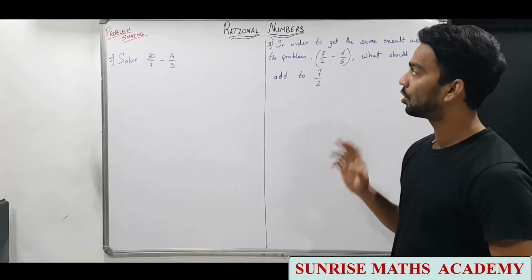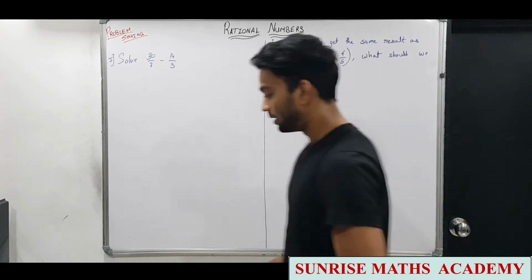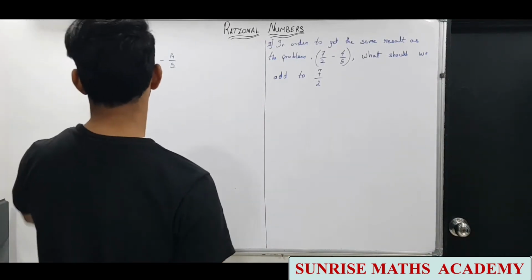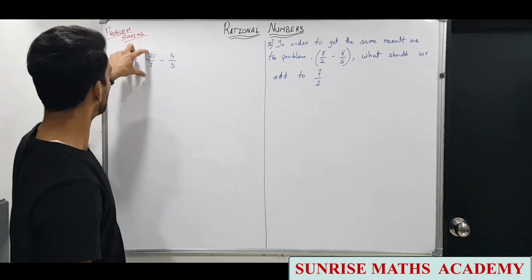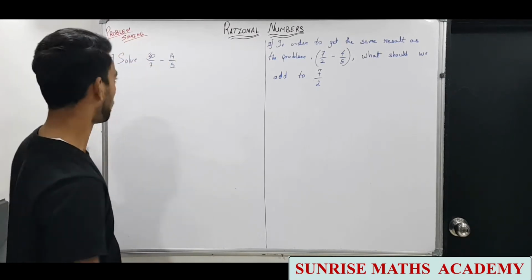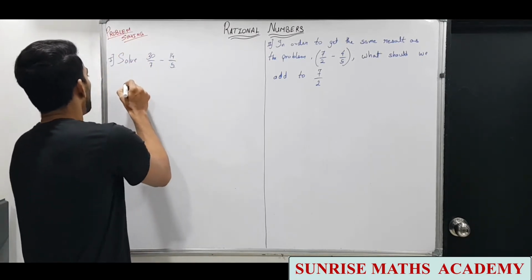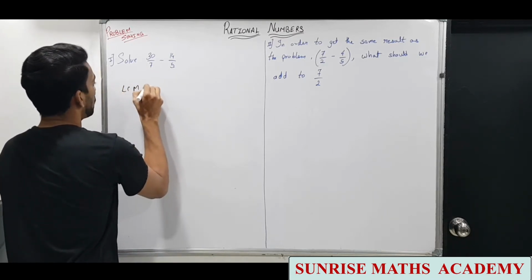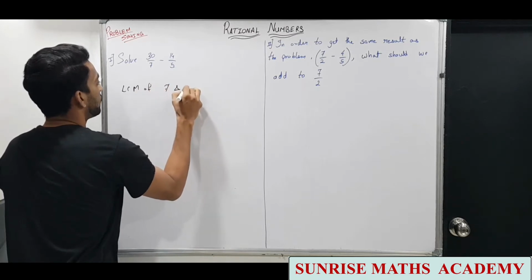Let's see some questions on rational numbers. First one, we have to solve the given problem: 30 upon 7 minus 14 upon 5. So we have to find the LCM first, LCM of 7 and 5.